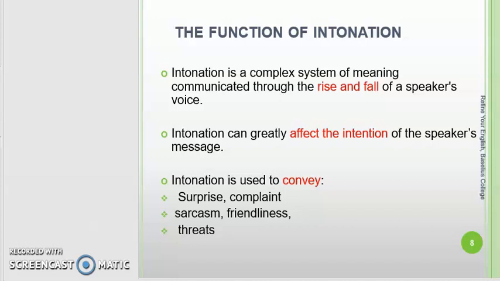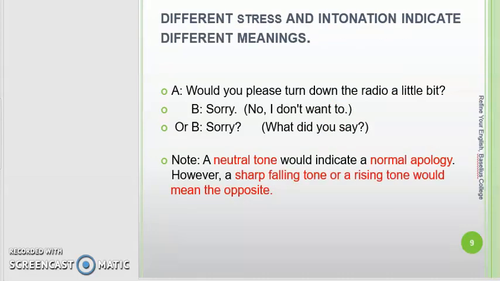So as to convey properly the intention of the speaker's message. Intonation, as I said, for stress is used to convey surprise, complaint, sarcasm, friendliness, and threats. So just look at this sentence, which is on your screen right now. "Would you please turn down the radio a bit?" is a question that A asks. And B could respond in various tones.